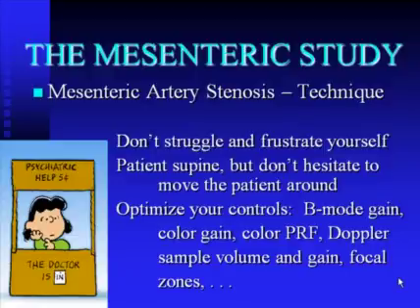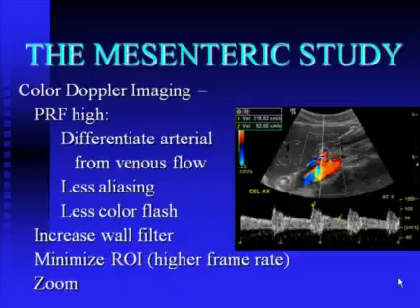You also need to learn to optimize your controls in terms of gain, pulse repetition frequency, scale, sample volume size, etc. All of your controls optimized for an abdominal vascular study. This means you are looking for a small target, the mesenteric arterial system in this case, at the bottom of what we would consider a deep pit at the bottom in the retroperitoneal space of the abdomen. So it can be a technically challenging examination.